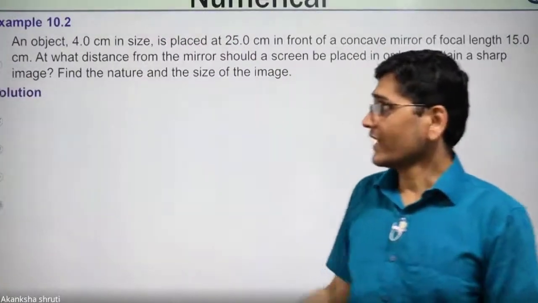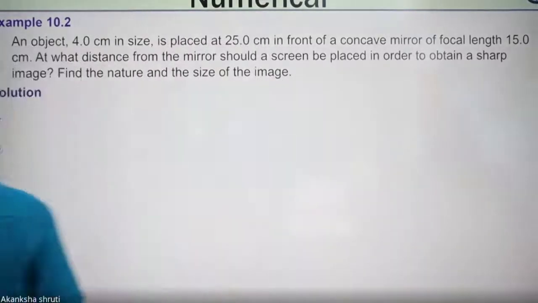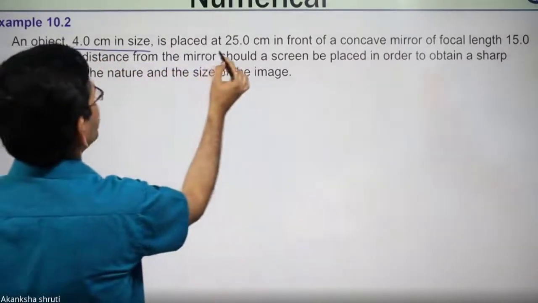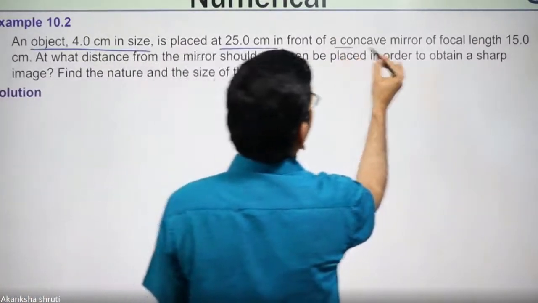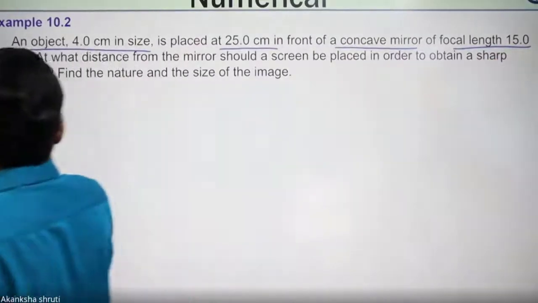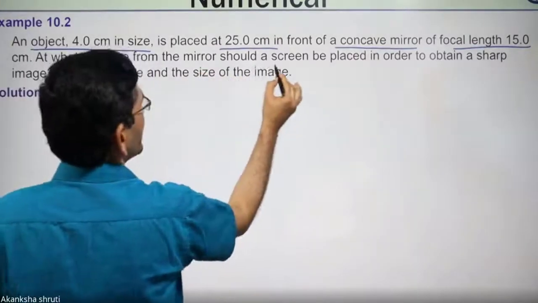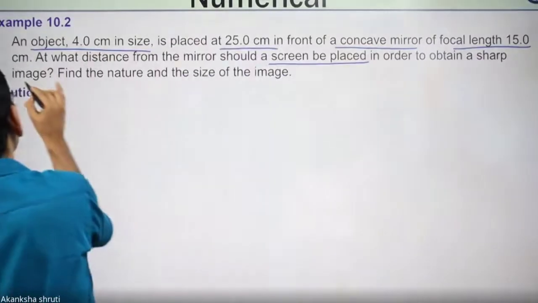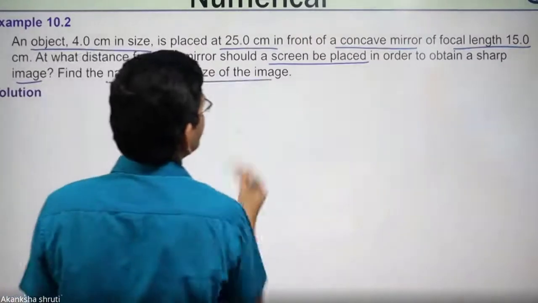Students, let us solve the other numerical. Example 10.2. An object 4 centimeter in size is placed at 25 centimeter in front of a concave mirror of focal length 15 centimeter. At what distance from the mirror should a screen be placed in order to obtain a sharp image? Find the nature and size of the image.